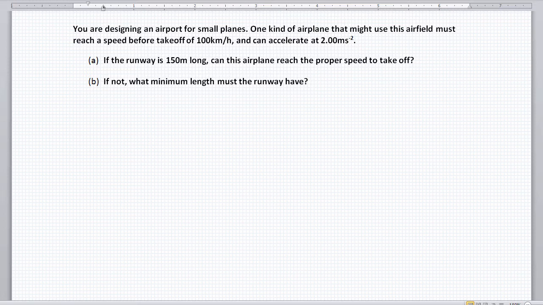Okay, you are designing an airport for small planes. One kind of airplane that might use this field must reach a speed of 100 kilometers per hour before takeoff, and it can accelerate at 2 meters per second squared. If the runway is 150 meters long, can this airplane reach the proper speed to take off?